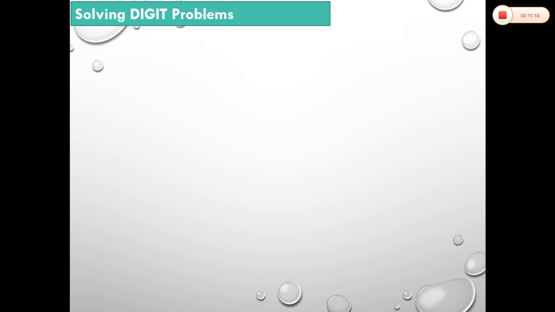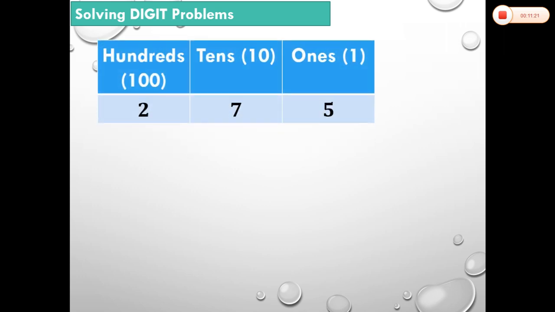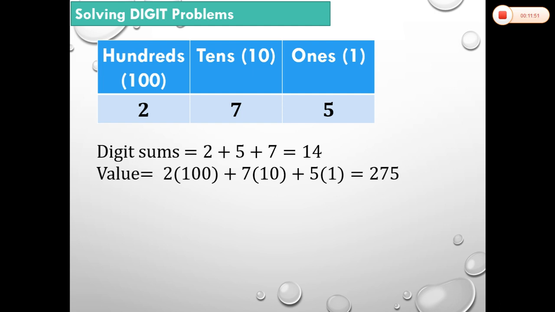Now let's try digit problems. In solving digit problems, we have to consider the place values of each digit. In the number 275, 2 is on the hundreds place, 7 is on the tens place, and 5 is on the ones place. The digit sum is equal to 2 plus 7 plus 5 is 14, but its value is determined by 2 multiplied by the place value 100, plus 7 times 10, plus 5 times 1, which is equal to 275.